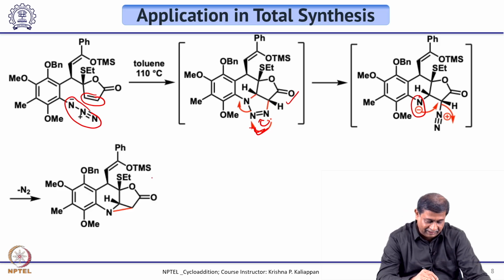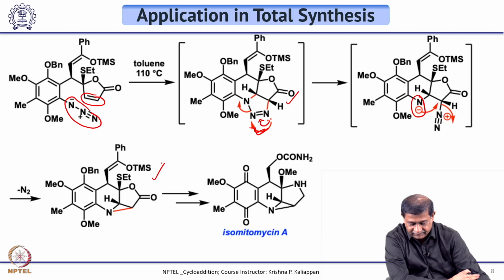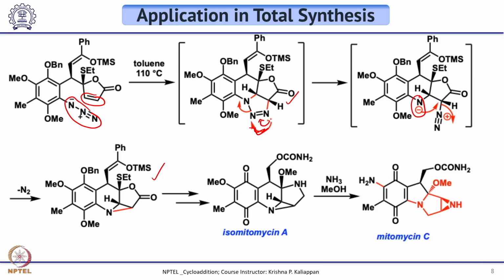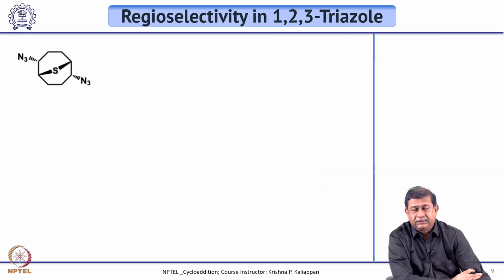Okay, so that is what happened, and once you have this aziridine, it was converted into isometamycin, a very interesting natural product, in a few steps, and also metamycin in the process. So the successful synthesis of this alkaloid metamycin depends on this 1,3-dipolar cycloaddition. So that is about 1,3-dipolar cycloaddition between azides and alkenes. How about 1,3-dipolar cycloaddition between azides and alkynes?